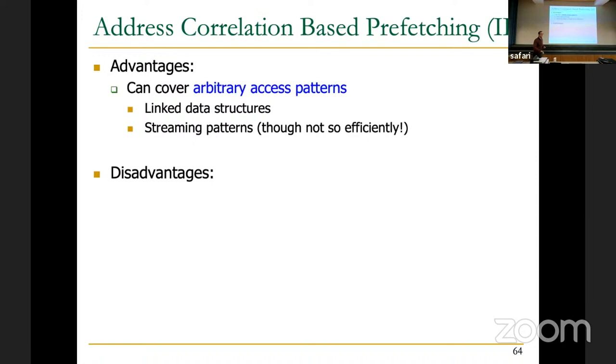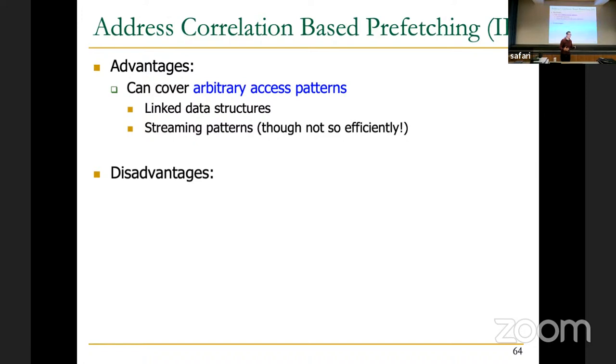and all of the nodes are random locations in the memory address space, A, B, C, D, E, F, G. If you're traversing the linked list again, now you have captured all of those correlations. So the next time you traverse the linked list, assuming things have not changed, you can get perfect 100% prefetching accuracy and also coverage when you employ this.